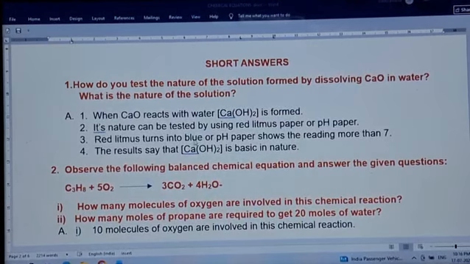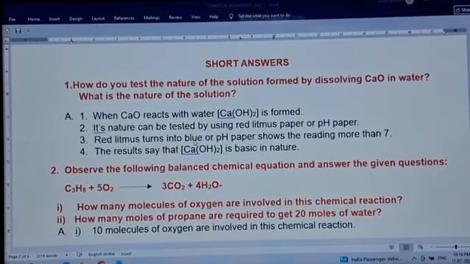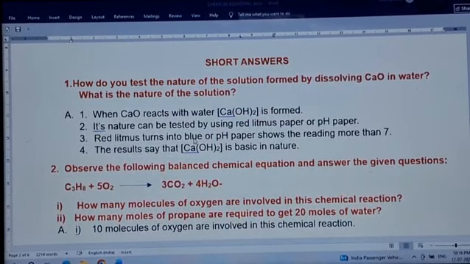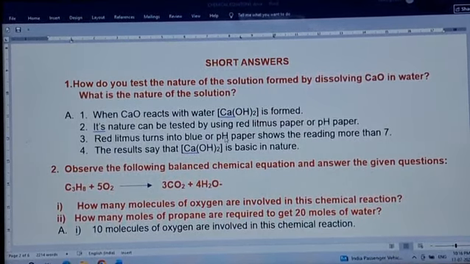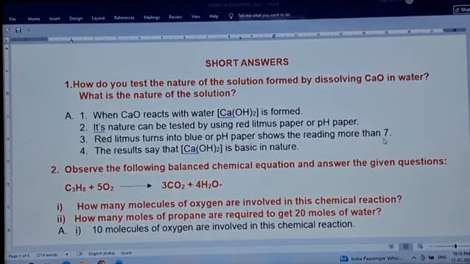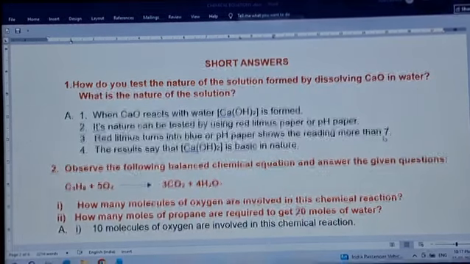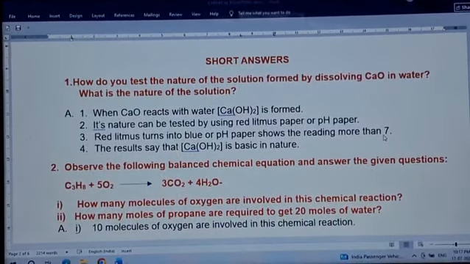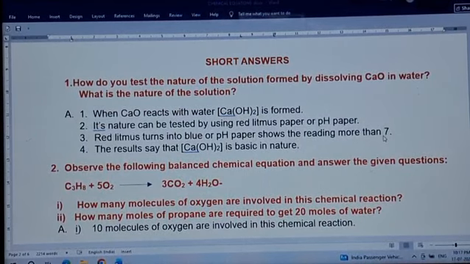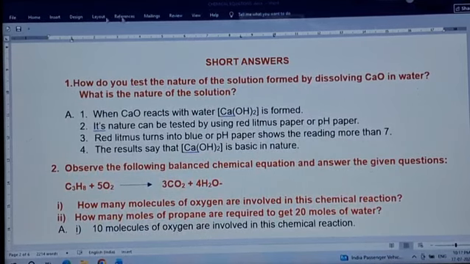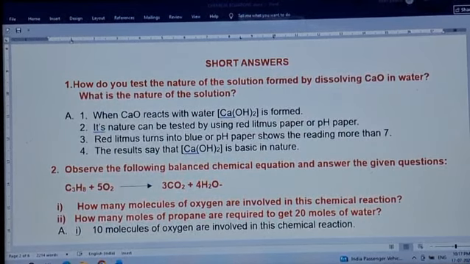Red litmus turns blue. When red litmus is immersed into that solution, it turns blue in color. Our pH paper shows a reading of more than 7. This shows that calcium hydroxide is basic in nature. If the pH value is more than 7, it is basic in nature. And also, when red litmus turns blue when immersed in the solution, that is the indication that the given substance is a base.